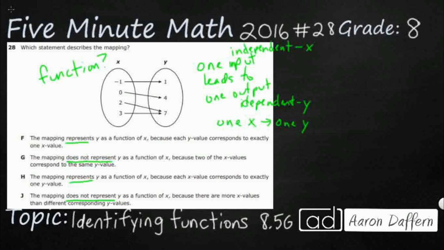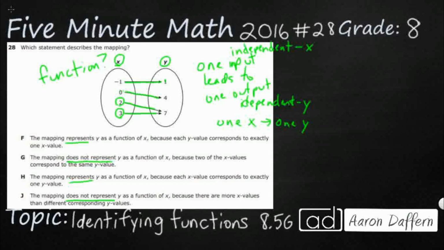Let's take a look at what we have here for our x and y. Obviously we've got our -1. That leads to 1. That's fine. Our 0 leads to 4. That's fine. But take a look at this. I've got both 2 and 3 both leading to the 7. Is that a function or is that not a function?